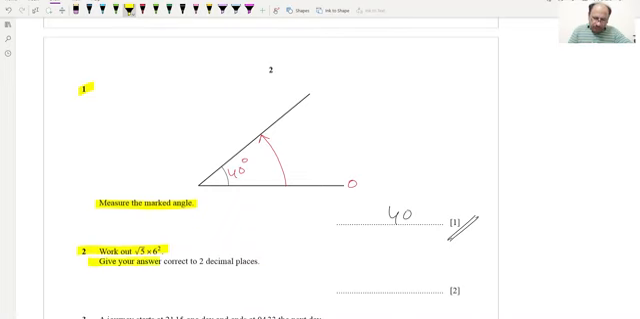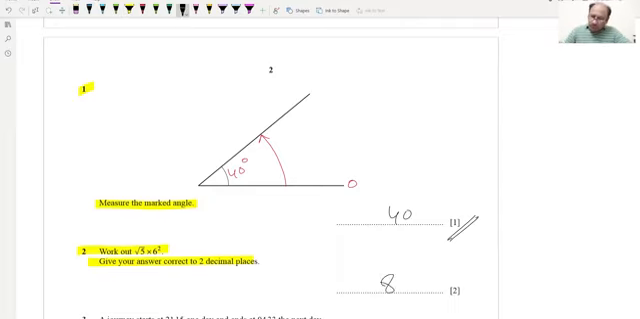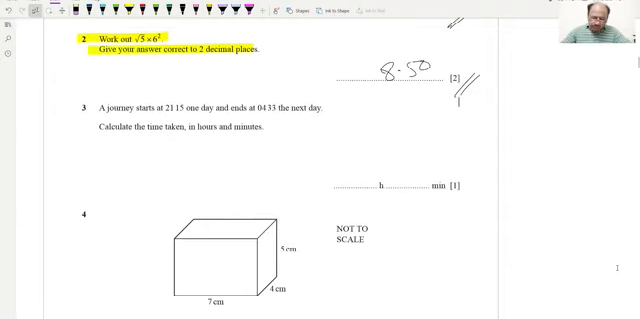Next, work out this, and give your answer to 2 decimal places. We can use a calculator, so it will be root of 5 multiplied by 6 squared, and the decimal value will be 80.498, so we can round it to 80.50. So 80.50 will be our answer for 2 marks.